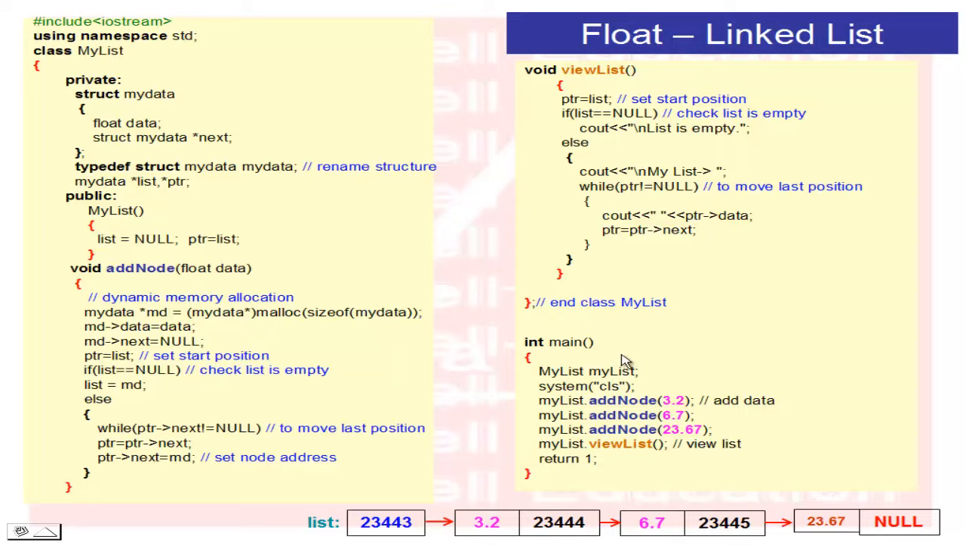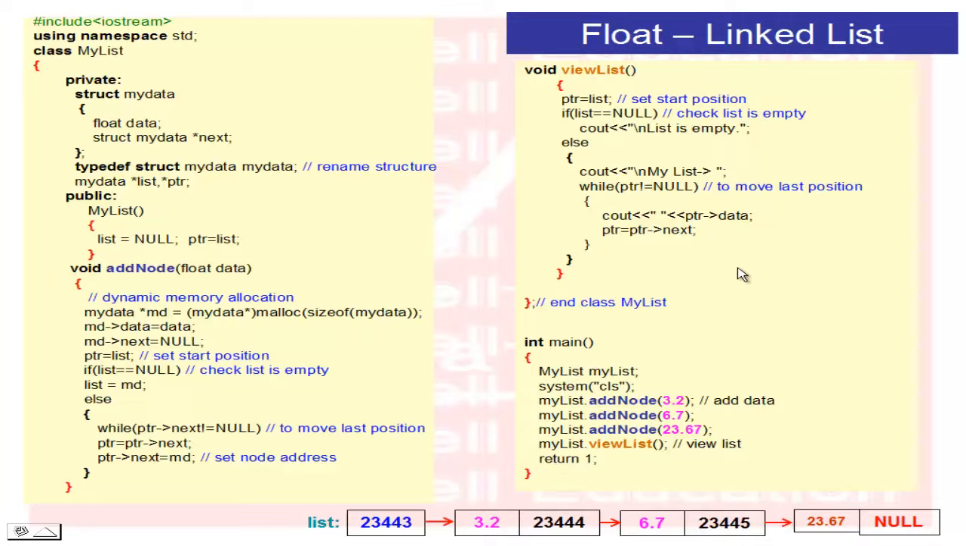So this time again we check the main function, so create the mylist variable. Then mylist.addNode 3.2, mylist.addNode 6.7, mylist.addNode 23.67. So this is also run as a program and the output looks like this.